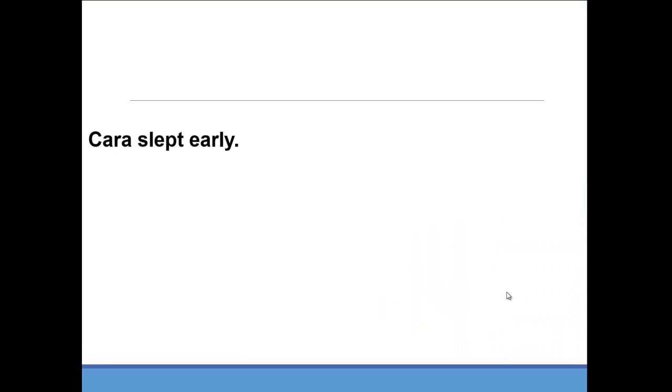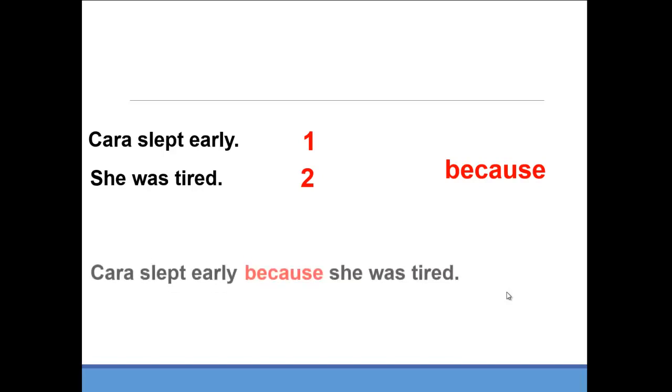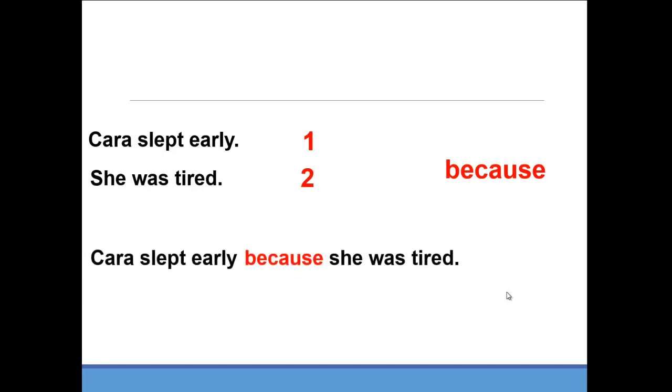Cara slept early. Sentence number 1. She was tired. This is sentence number 2. Let's join the two sentences together using the conjunction because. What is a conjunction? A conjunction is a joining word that is used to join parts of the sentences. Excellent. So the two sentences joined together with the conjunction will be: Cara slept early because she was tired.